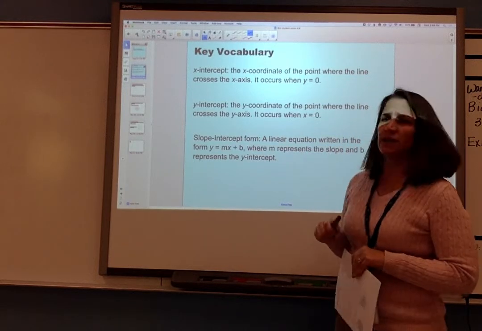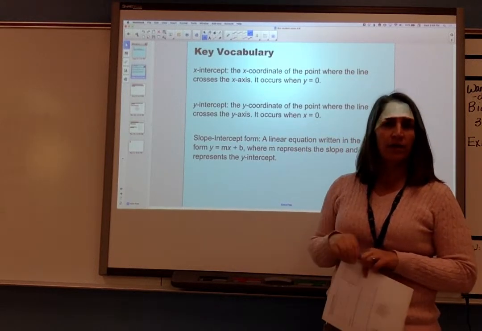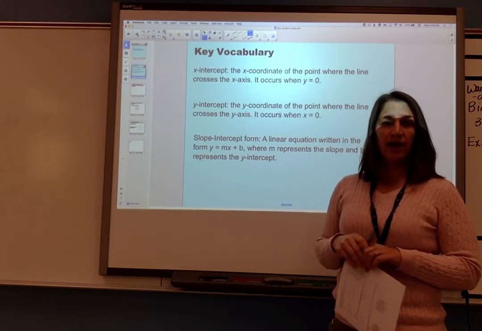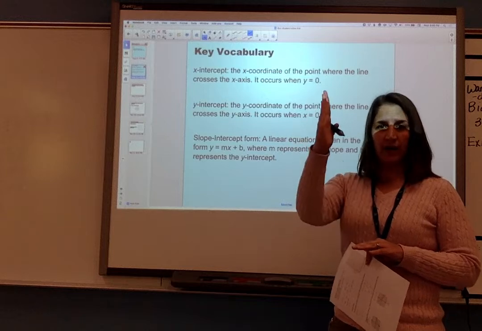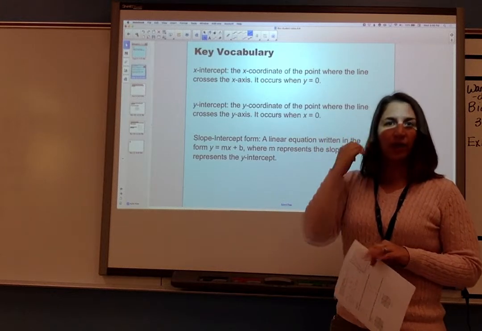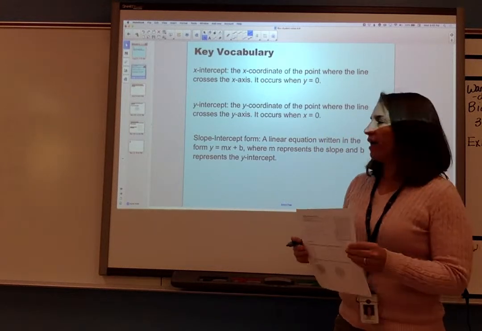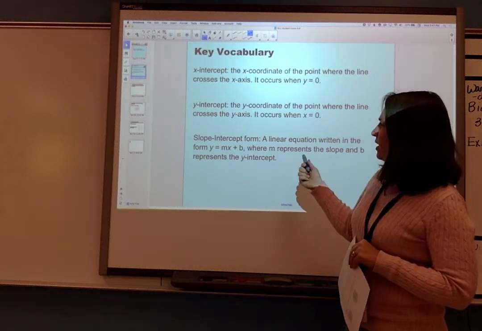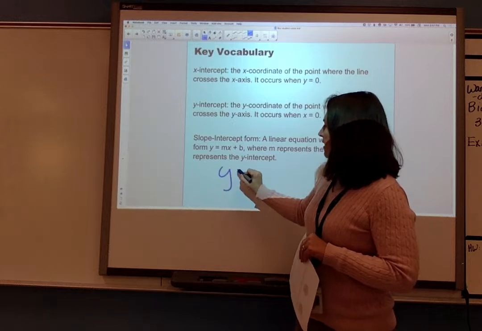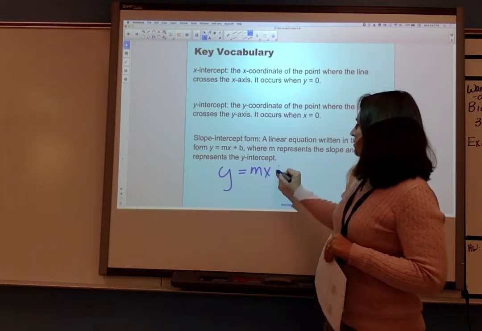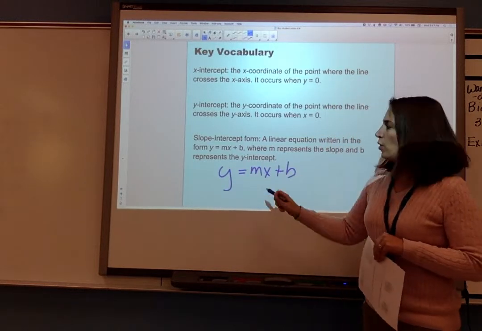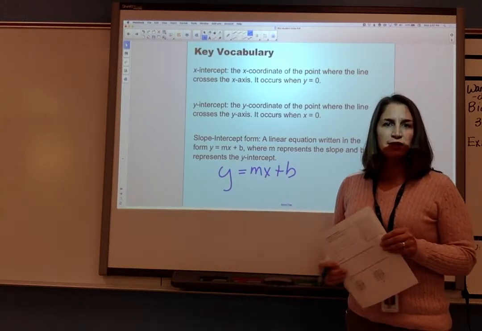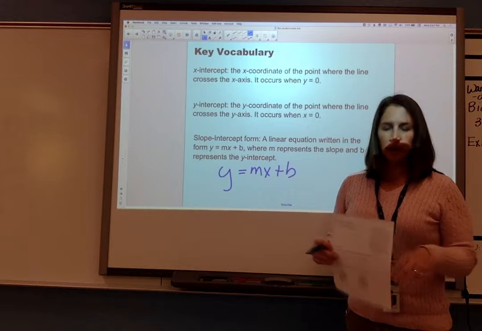The y-intercept is the y-coordinate of the point where the line crosses the y-axis. This is going to occur when x equals 0. So when we are right directly in the middle horizontally of the graph. Slope-intercept form is a linear equation written in the form y equals mx plus b, where m represents the slope and b represents the y-intercept.